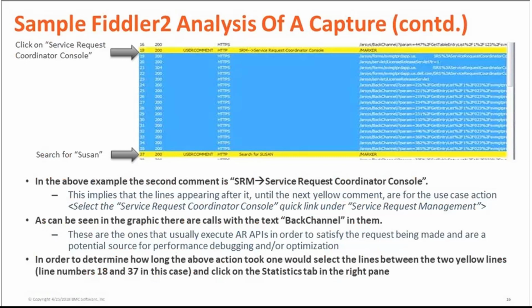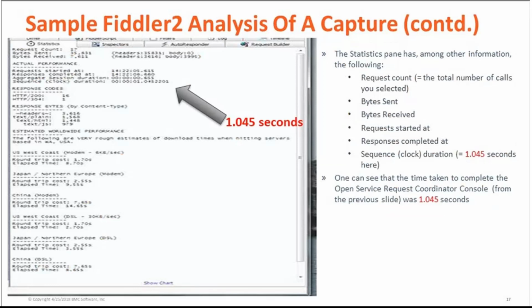So basically, the last lines you see highlighted in blue were the back channel calls made from the mid-tier to the AR server. If we look at the next screen, the statistics for all of these 17 calls showed that this particular set of 17 calls took 1.045 seconds.